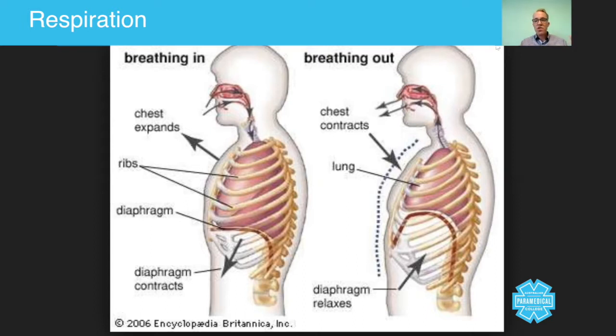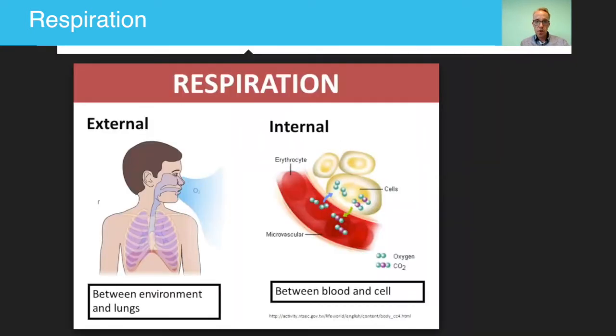Now, when we talk about just the processes of breathing in and breathing out, this is what is known as external respiration. So external respiration is the process of getting air in through your mouth and nose into your lungs. Then when the oxygen jumps off of the cells and into the red blood cells to be transported around the body, this is known as internal respiration. So two different types of respiration, both extremely important.